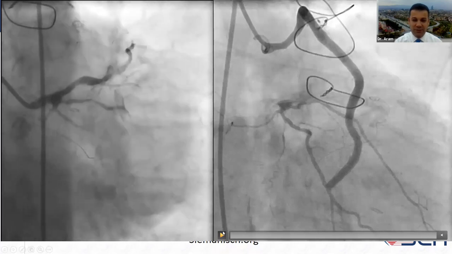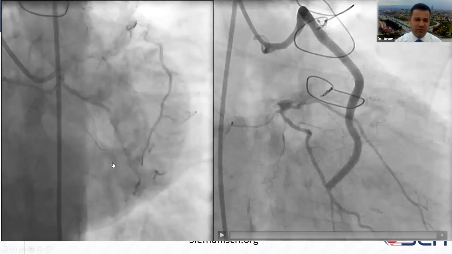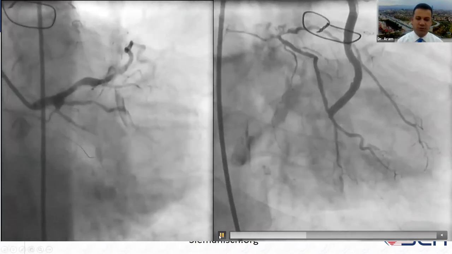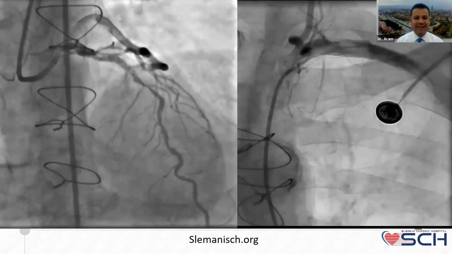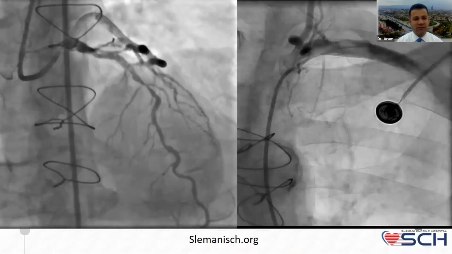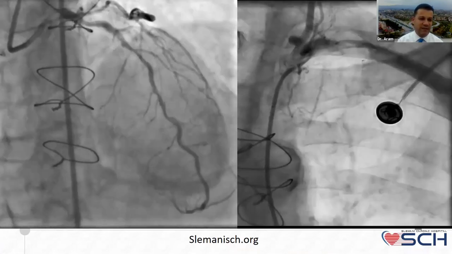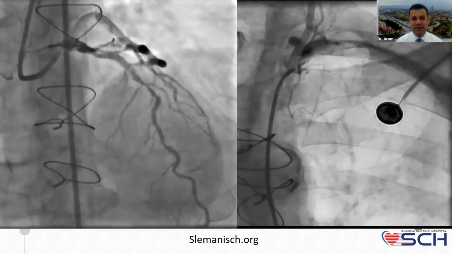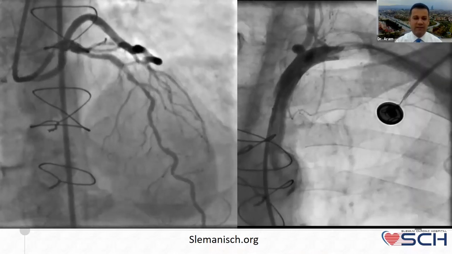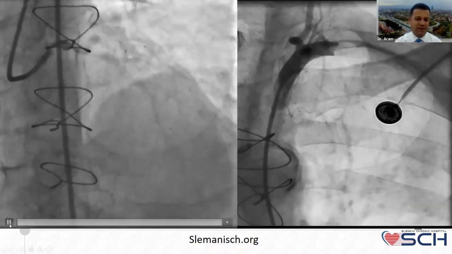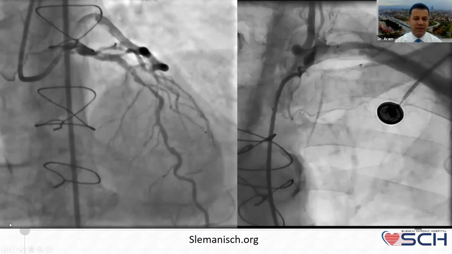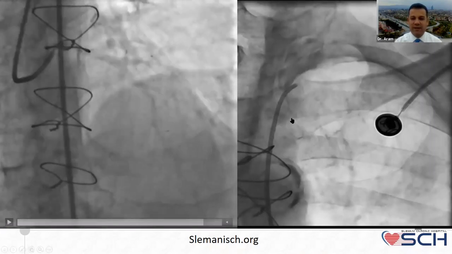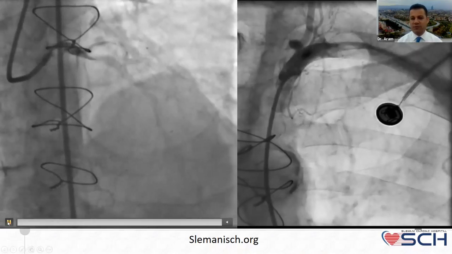he has a history of CABG several days ago. If we look to the SVG graft to the obtuse marginal, it is patent. The LAD is heavily calcified. Looking to the ostial left main, it's diseased. But the problem is the mid part of the LAD, which is a heavily calcified area. And the patient, I remember, was symptomatic. Look how much calcium is here. And look inside, to the lumen, which is totally occluded.